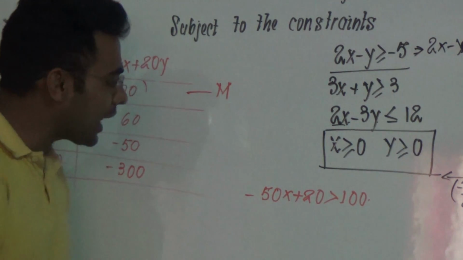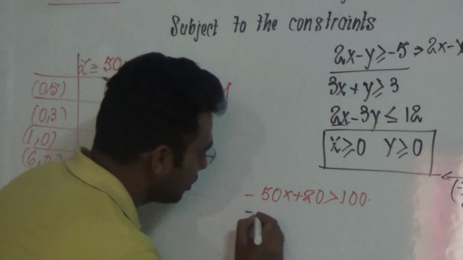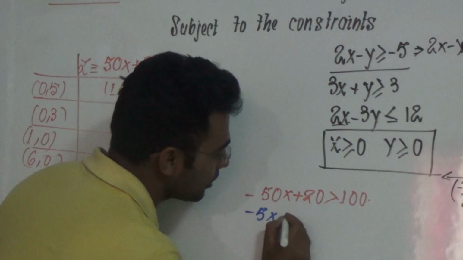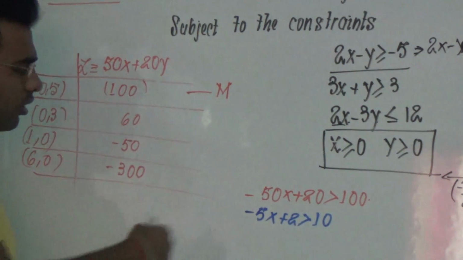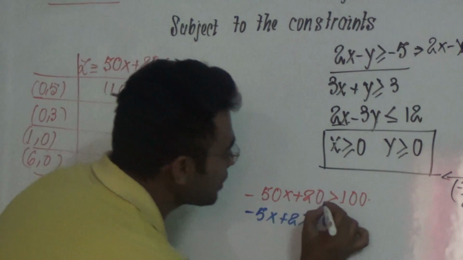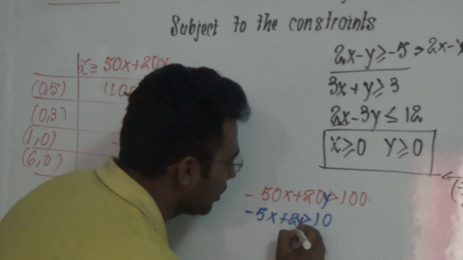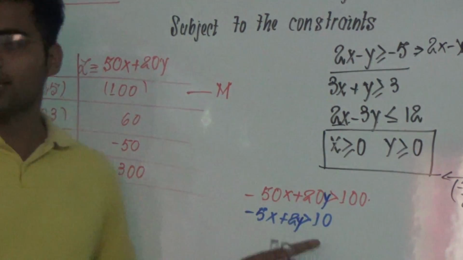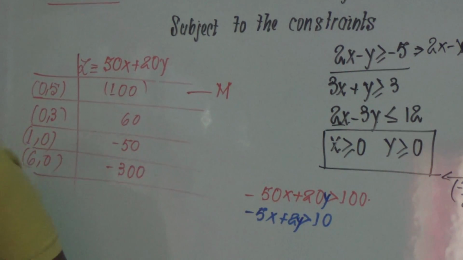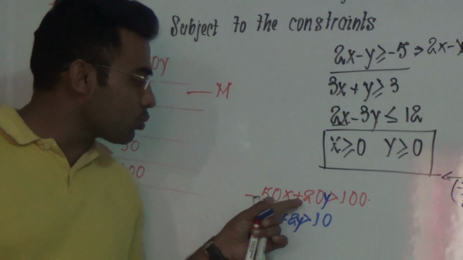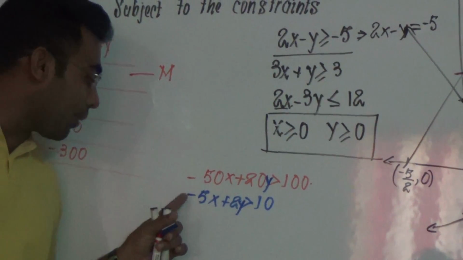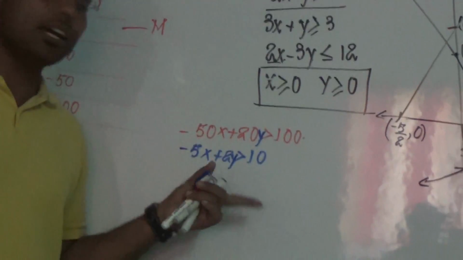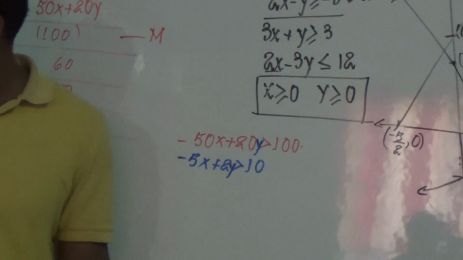We can take 10 common. So negative 5x plus 2 greater than 10. Excuse me, I'm missing a y there. So negative of 50x plus 20y greater than 100. We'll take 10 common, so we'll have negative of 5x plus 2y greater than 10. Hope the things are clear.